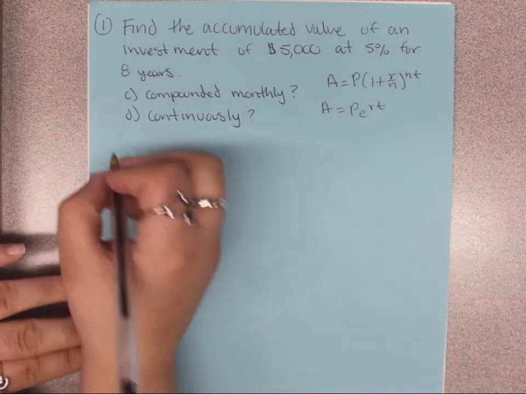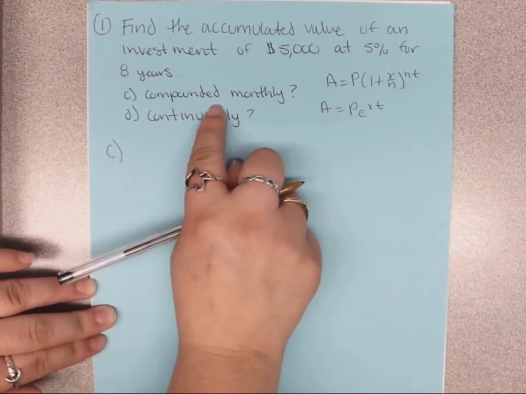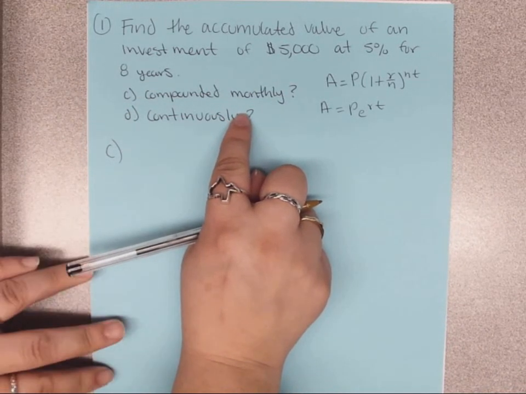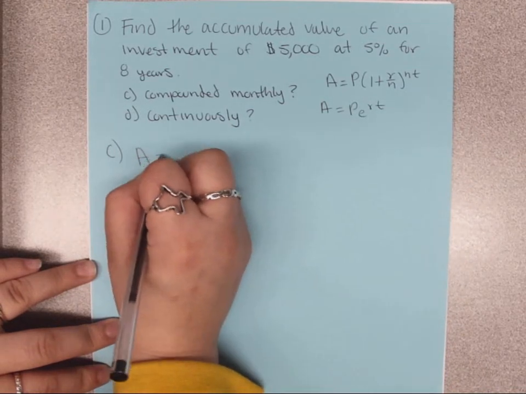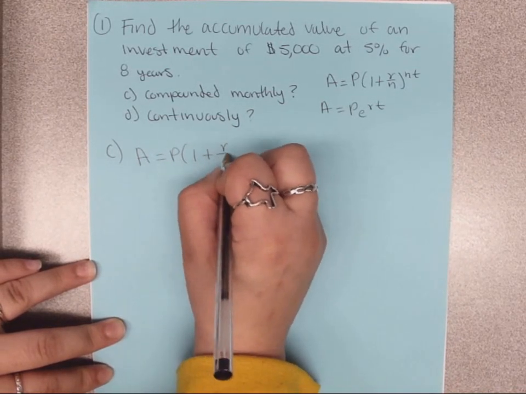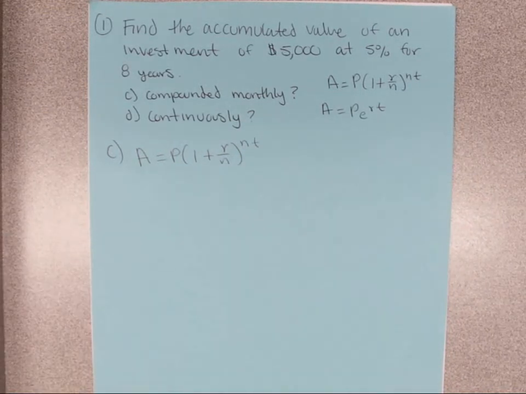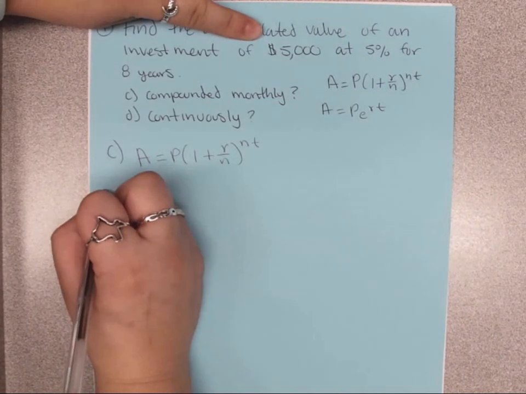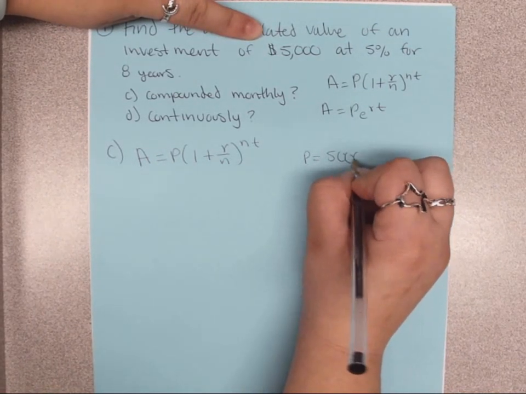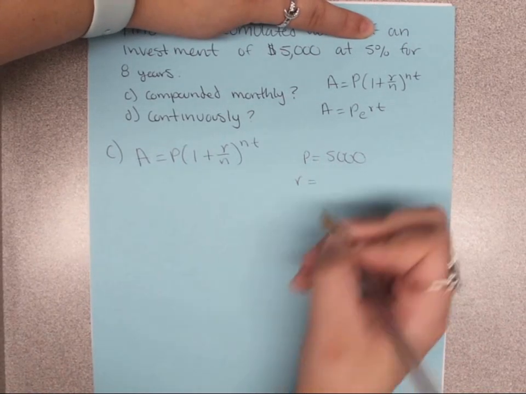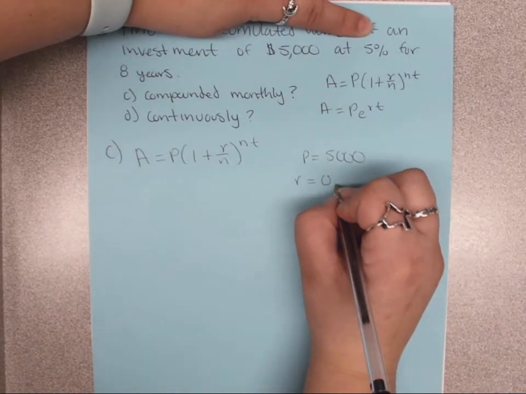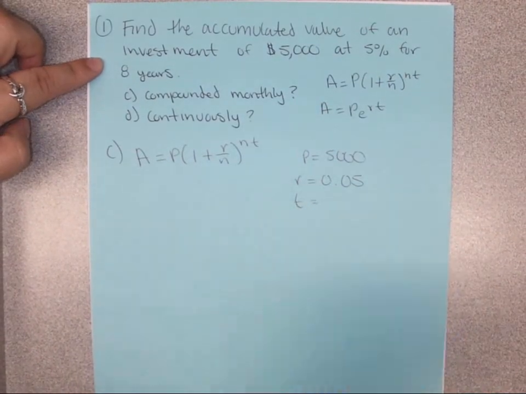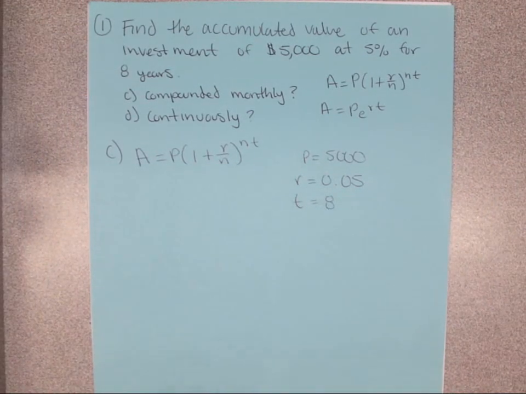So for part C, you have to remember that if you're compounding a certain number of times a year, then you're talking about the formula A equals P times (1 plus R over N) to the power of NT. We know we're starting with an investment of $5,000, so P is equal to 5,000. We always have to change our rate into a decimal, so 5% becomes 0.05, and time, T, is time in years, so 8 years.